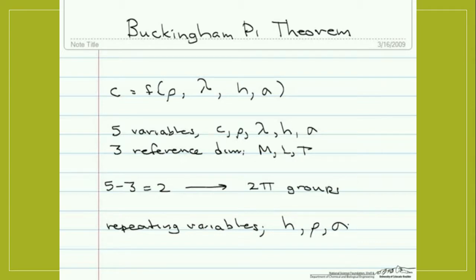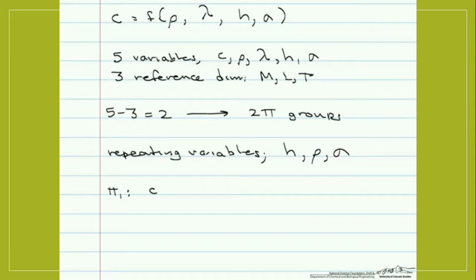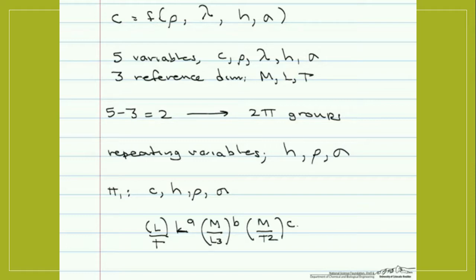So now let's take a look at our pi 1. Our pi 1 is going to involve c, and then our repeating variables h, rho, and sigma. So let's look at their dimensions. c is L over T, then L to the a, since that's what h is, M over L cubed to the b, because those are the dimensions of rho, and then M over T squared to the c, because those are the dimensions of surface tension. And this has to equal M to the zero, L to the zero, T to the zero.